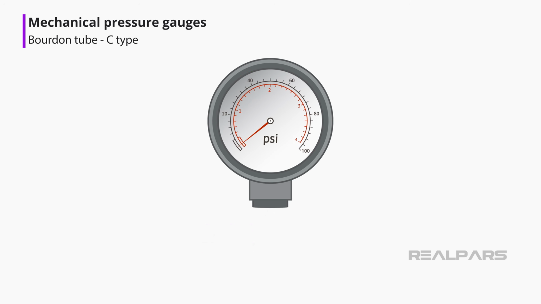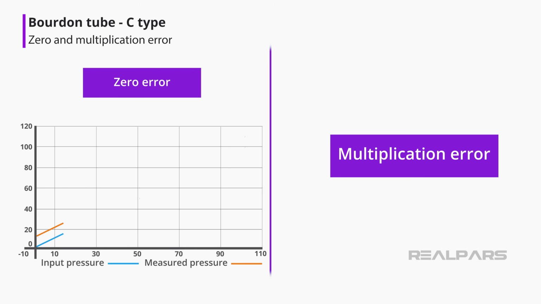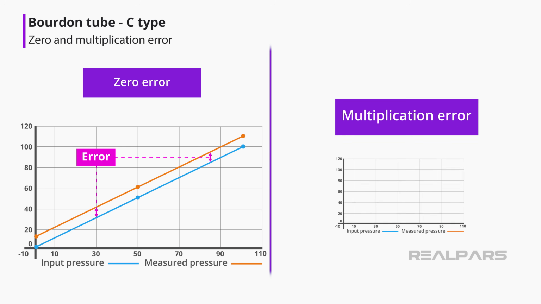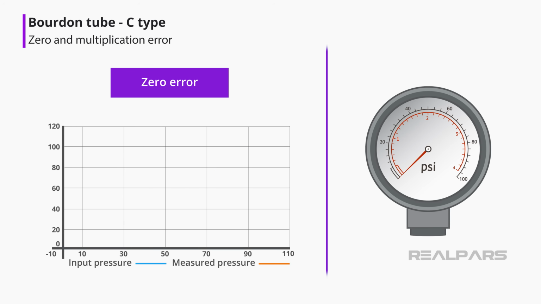As with most instruments, routine adjustments are required on Bourdon tube pressure gauges. The two errors that require adjustments are zero error and multiplication error. Zero error is the error of the same amount and in the same direction throughout the entire pressure range, regardless of the input pressure. Multiplication error is the error when the total movement of the mechanism does not equal the total change in input. Let's illustrate with examples.